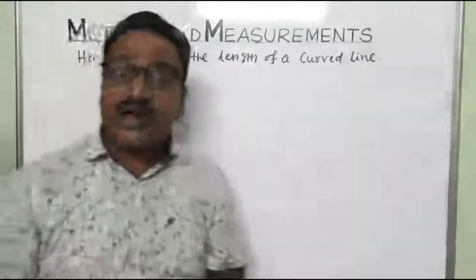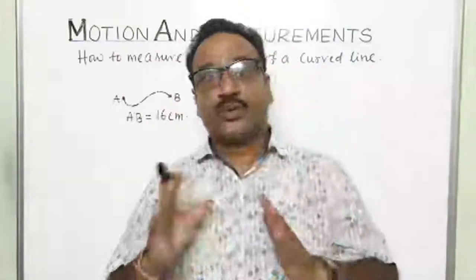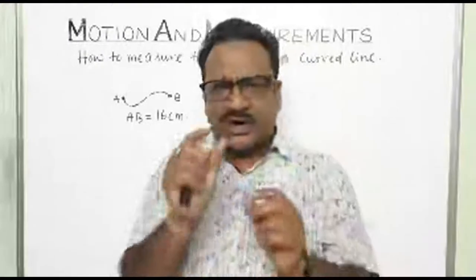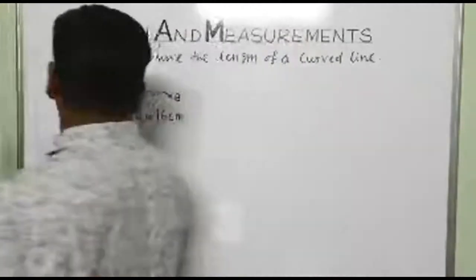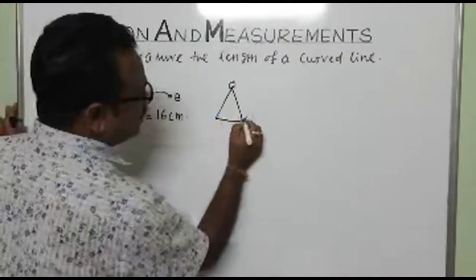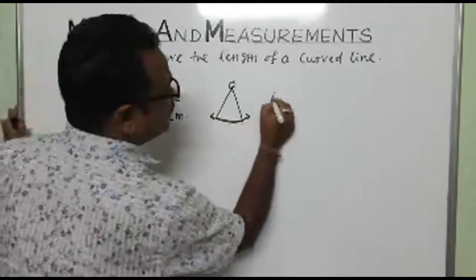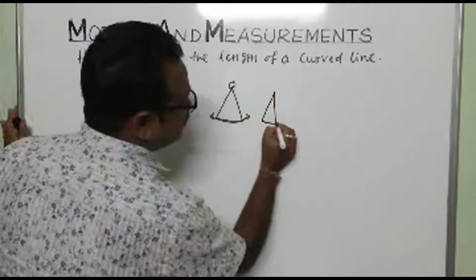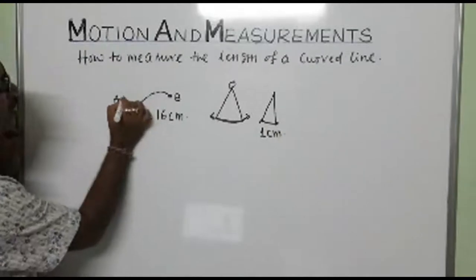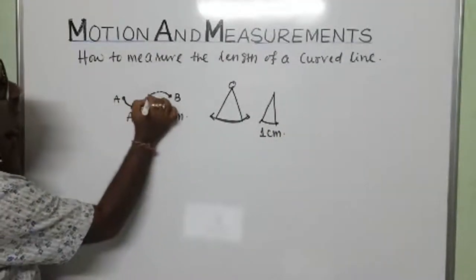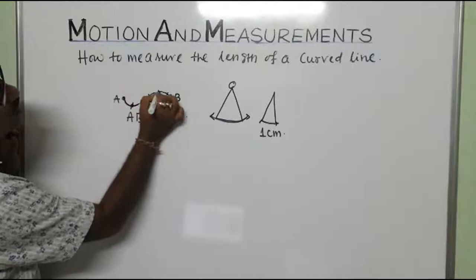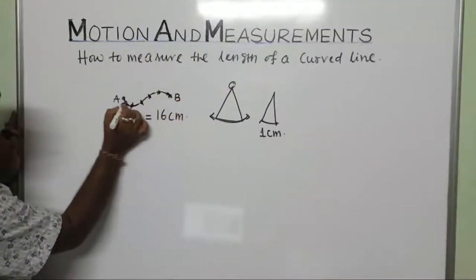Now another way I can use to measure the length of a curved line is the divider. You take one divider and measure the length with it. The divider is like this; this space can be increased and decreased. Now take a 1 centimeter gap. Put the divider here, 1 up to this, 2, 3, 4, 5, and here up to this, then the remaining part.